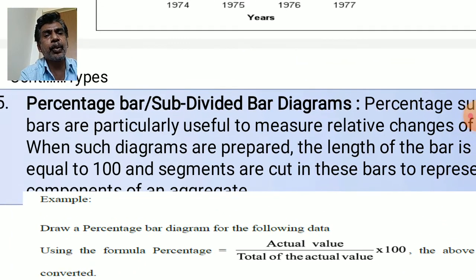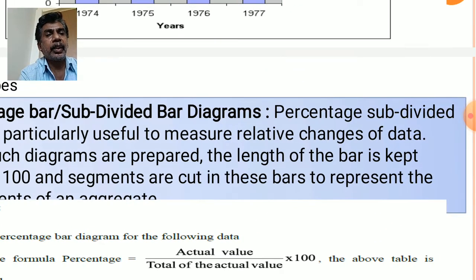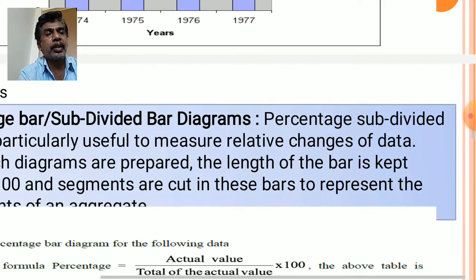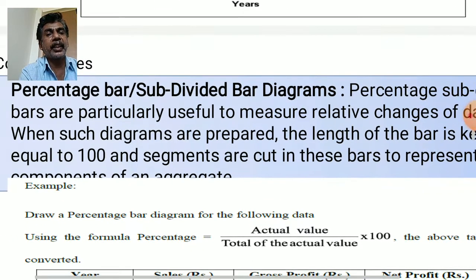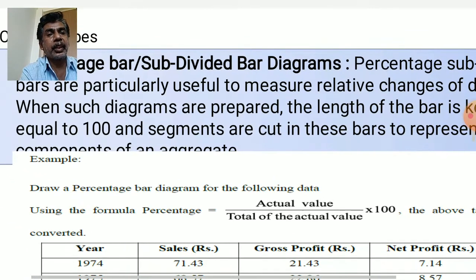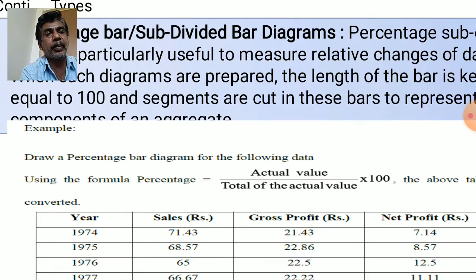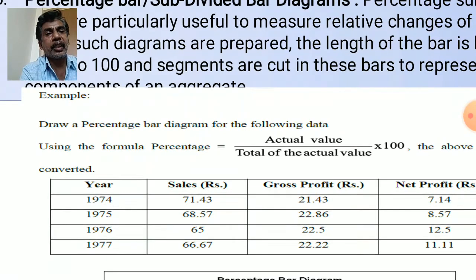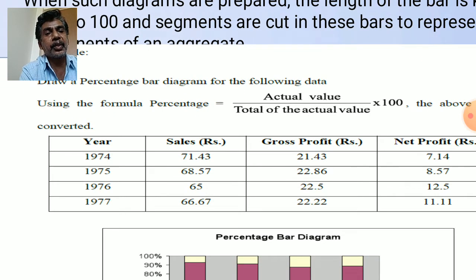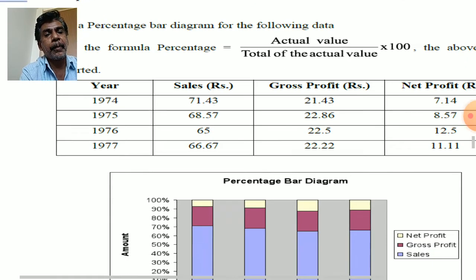So therefore, this is the way in which we are going to represent the percentage. Subdivided bars are particularly useful to measure relative changes of the data. When such diagrams are prepared, the length of the bar is kept equal to 100 and segments are cut in these bars to represent the various components of the variables.